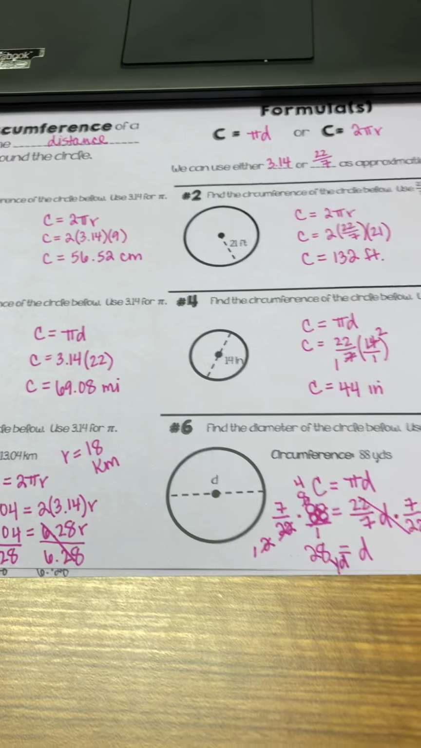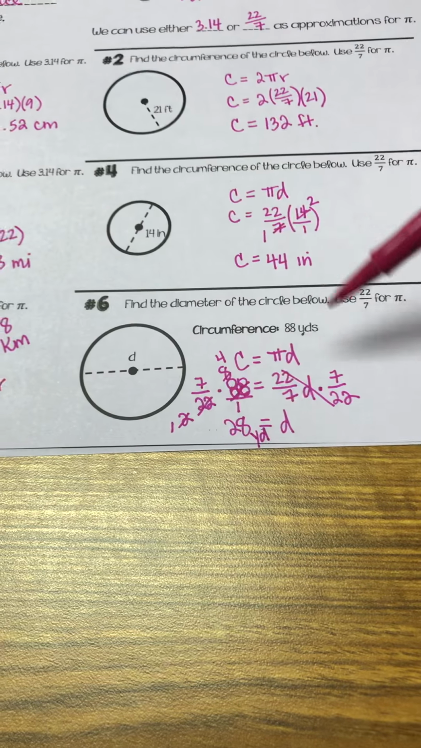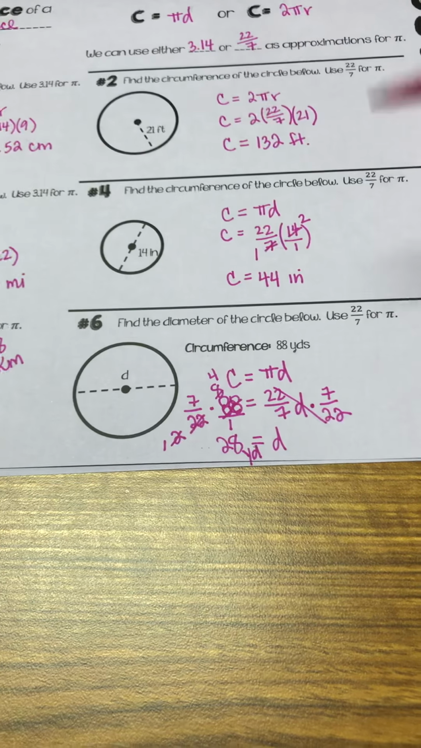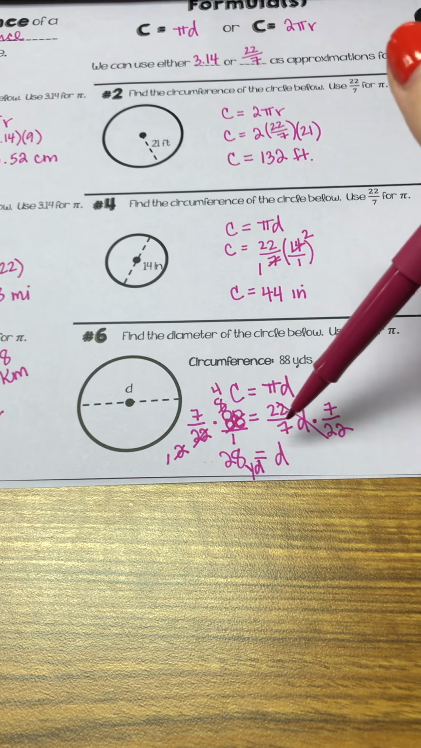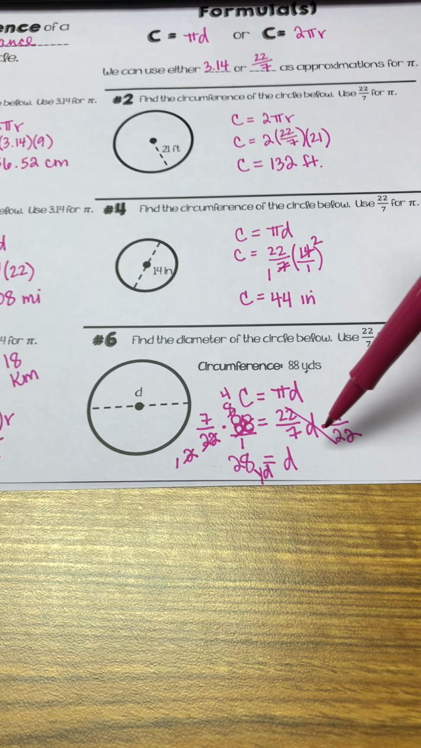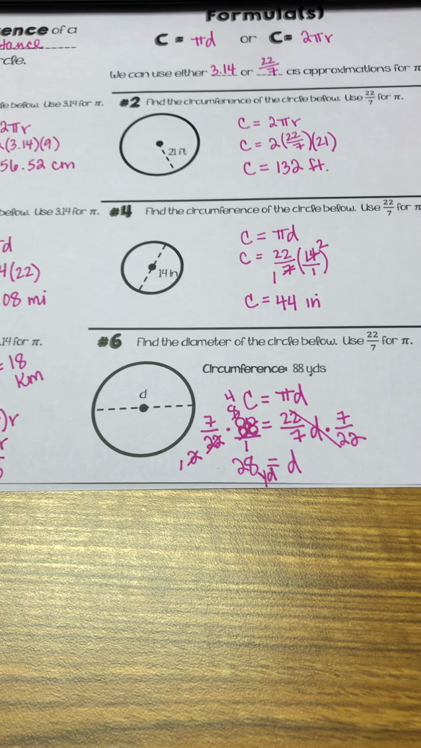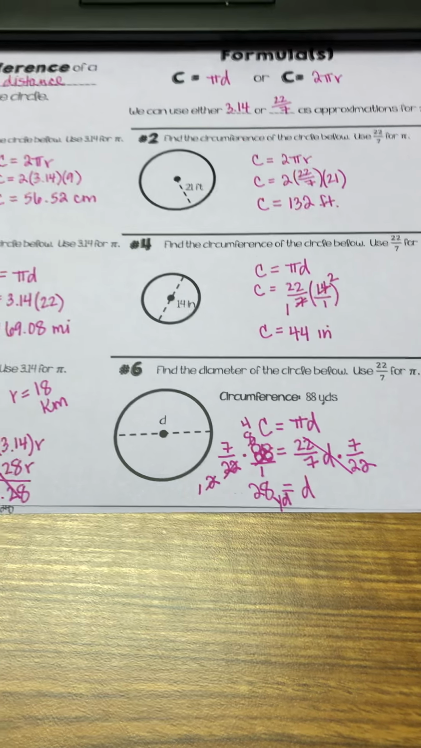Okay? Now, if you have a hard time with your fractions, it is okay. Like, if you don't understand what happened here, it's no big deal. You could have just used 3.14 times d and then divided 88 by 3.14, and you still would have gotten the same answer, okay? So, hope that helps.